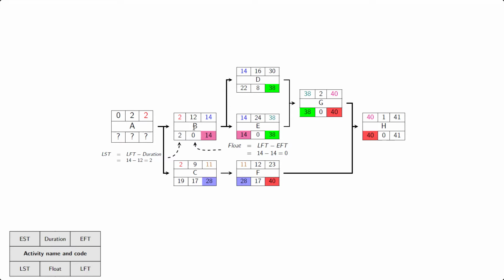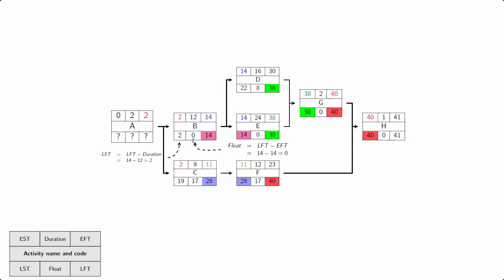Well, when we did the forward pass, we took the maximum number. This time we're going to take the minimum number. So the latest finishing time of activity B is going to be the lowest latest starting time among all of its immediate successors. So we're going to compare 22 to 14. Well, 14 is less than 22. So 14, the latest starting time of activity E, is going to become the latest finishing time of activity B. The smallest number we copy paste over.